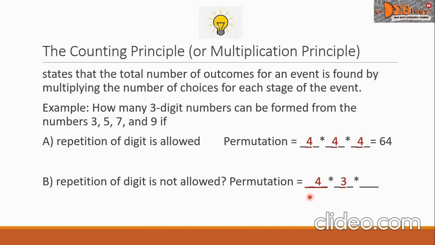And now, there are 2 numbers seated on our blanks. So it means to say, since there is no repetition allowed, the third blank has 2 choices only. So let us now multiply the numbers 4 times 3 times 2, and that is 24. It means there are 24 3-digit numbers and repetition is not allowed.